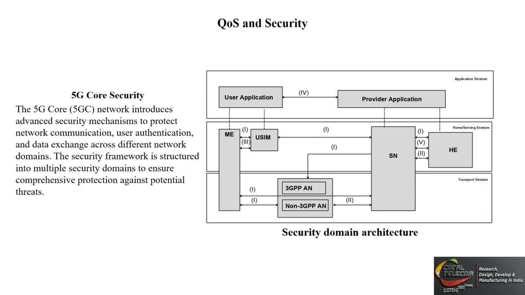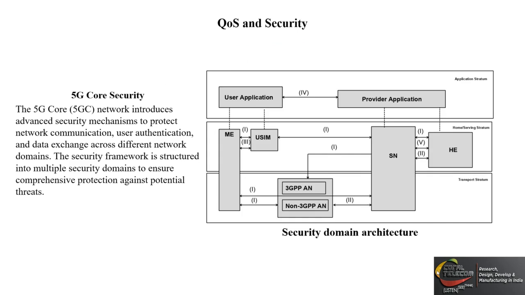And there is the QoS and security, 5G core security. So the 5G core network introduces advanced security mechanisms to protect network communication, user authentication, and data exchange across different network domains. The security framework is structured into multiple security domains to ensure comprehensive protection against potential threats.